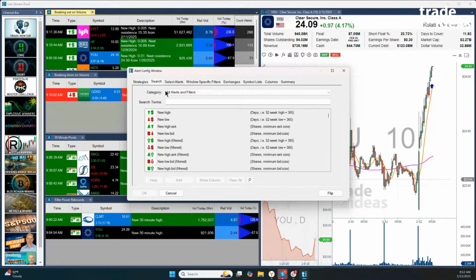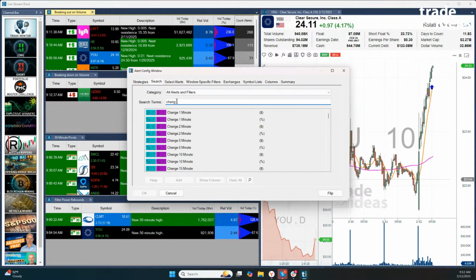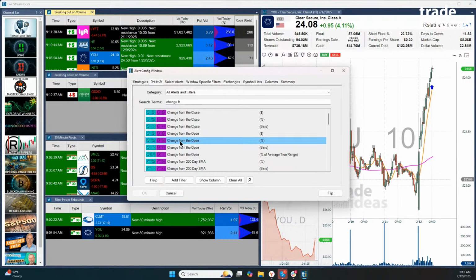So I'm going to go to search, and I'm going to type in the words change from, okay, and here you have options. So change from the close in dollars, change from the close in percentage, but I'm going to select change from the open. The reason I like the open, and soon I think markets are going to trade 24/7, the reason I like the open is because that's when you and I can get to participate versus the gaps that the hedge funds and the institutions are doing, in all the dark pools. So this is sort of real for me.